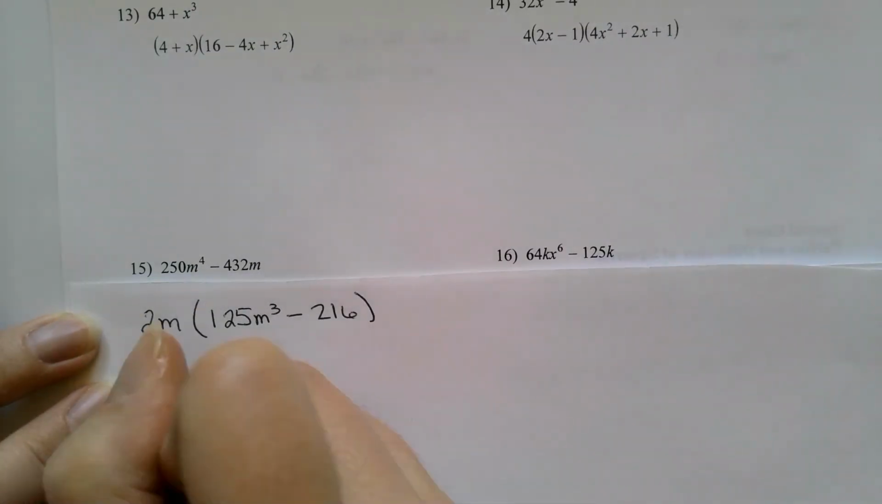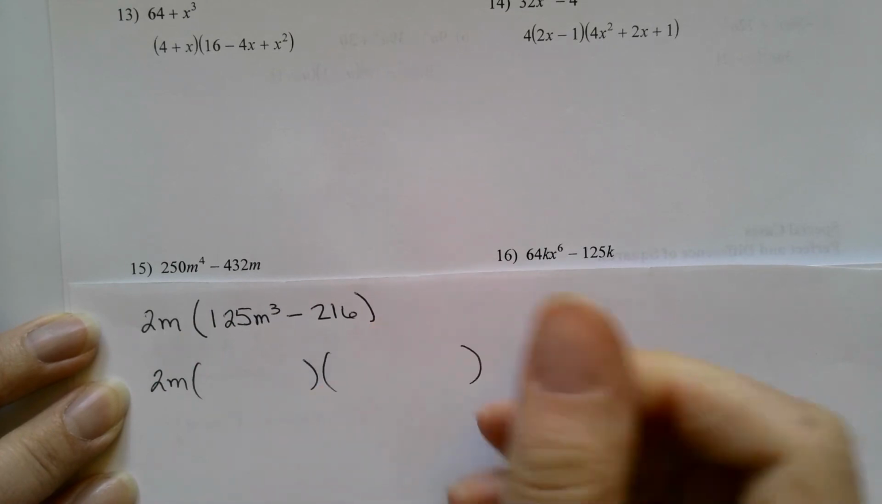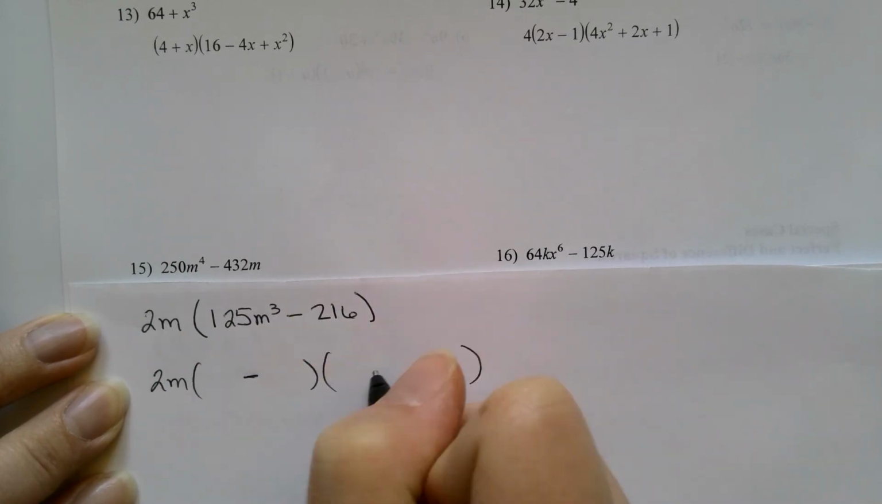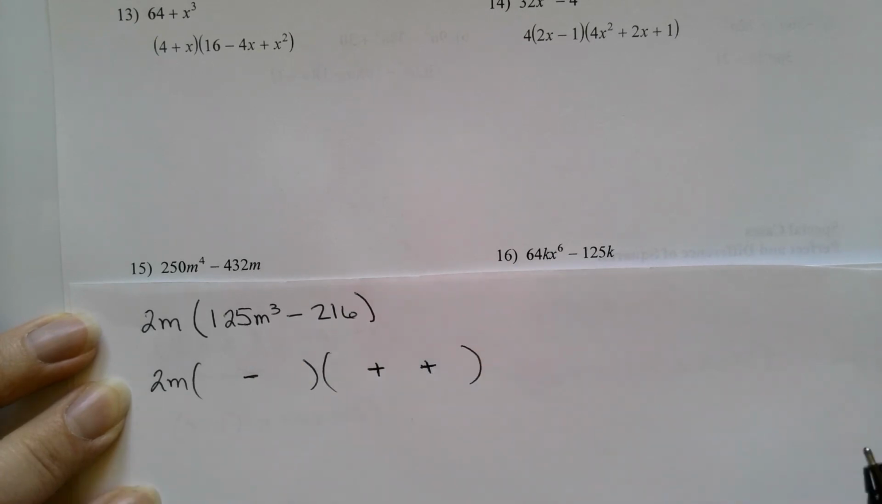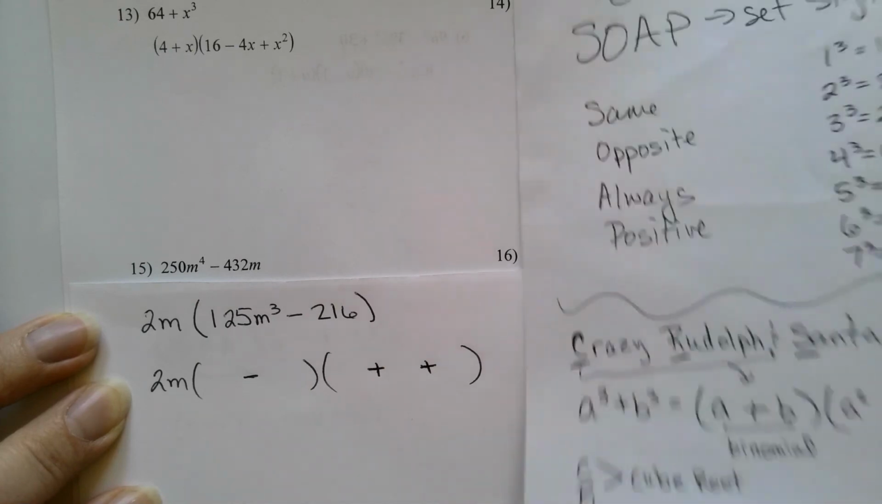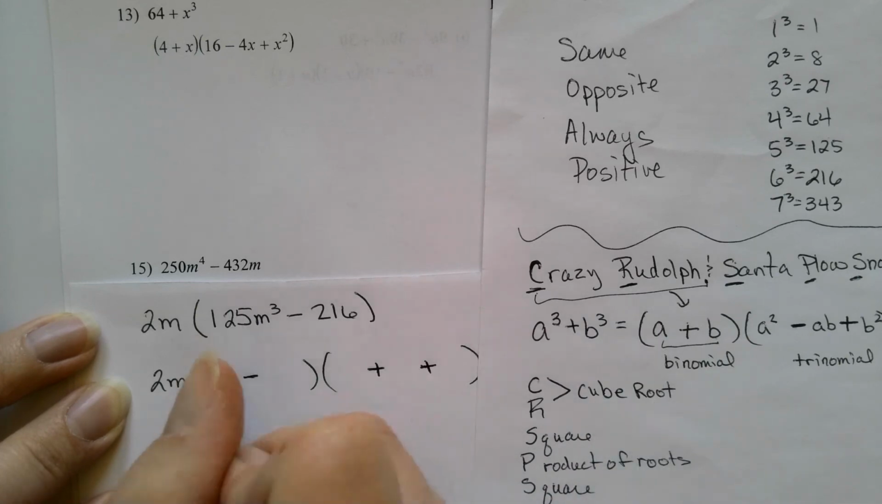All right, so I'm going to jump into this. I'm going to set up my binomial and my trinomial, set my signs with SOAP: same, opposite, always positive. And now that I've done that, I'm going to take my cube root. There's your cube root off, which is taking the cube root and dropping it. So the cube root we said was 5, keep the m. The cube root of 216 is 6.